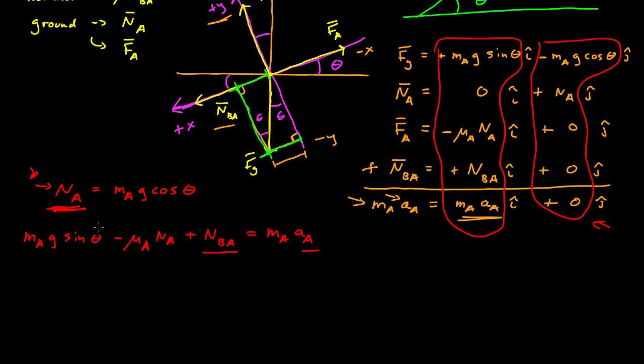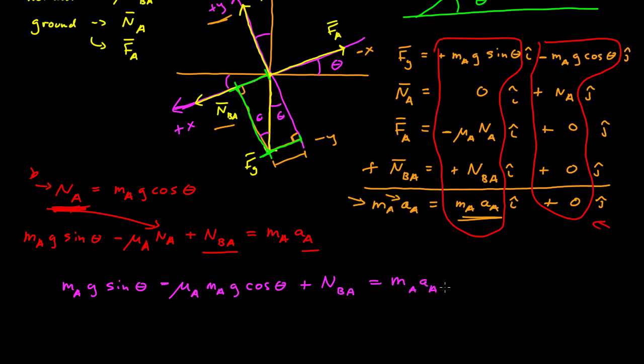Well, the first thing that I can do here is substitute in for this. I'm still in the brainstorming session, but I know I can get rid of one of these unknowns just by substituting the normal force of the ground on A into the second equation. And so this gives me m sub A, the mass of A, times g sine theta, minus the coefficient of friction for A times the mass of A times g times cos theta, plus the normal force of B on A is equal to the mass of A times the acceleration of A.